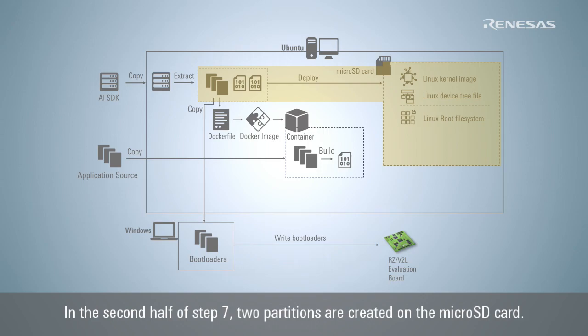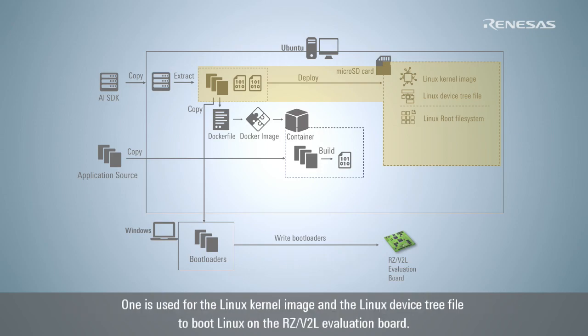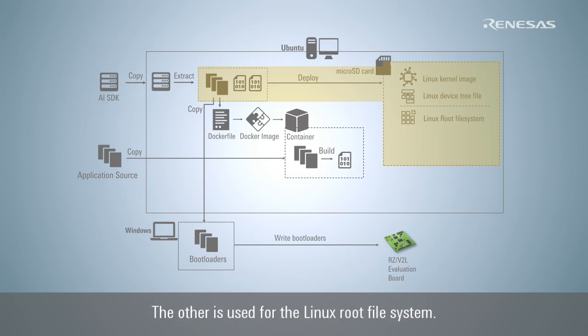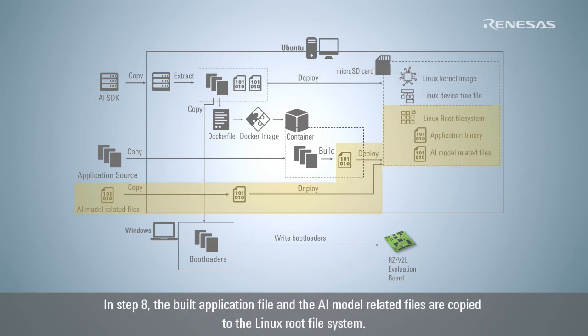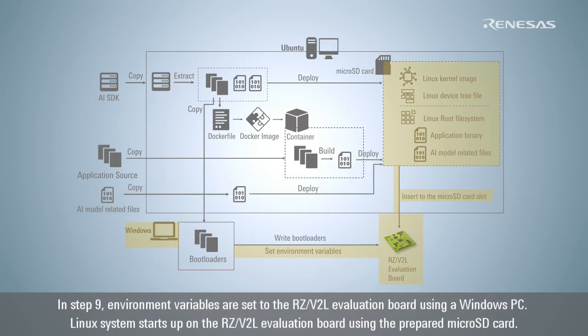In the second half of Step 7, two partitions are created on the micro SD card. One is used for the Linux kernel image and the Linux device tree file to boot Linux on the RZ/V2L evaluation board. The other is used for the Linux root file system. In Step 8, the built application file and the AI model related files are copied to the Linux root file system. In Step 9, environment variables are set to the RZ/V2L evaluation board using a Windows PC.